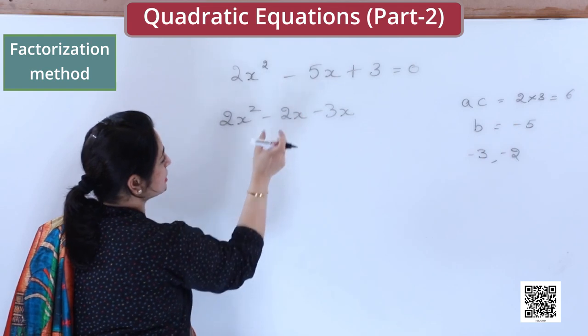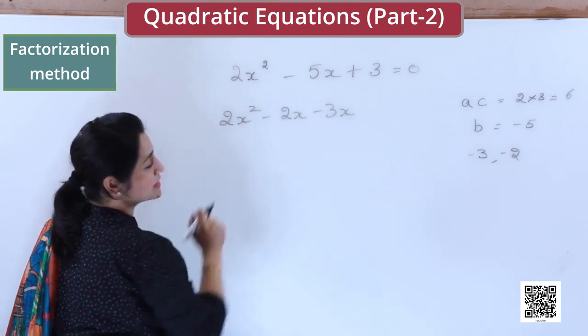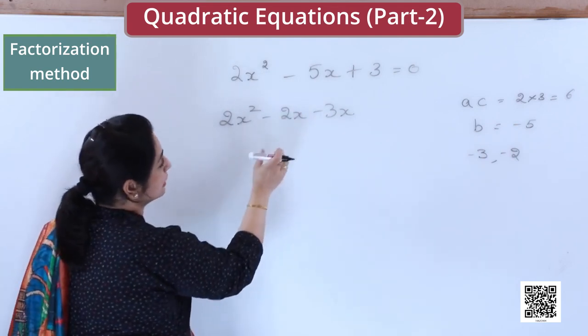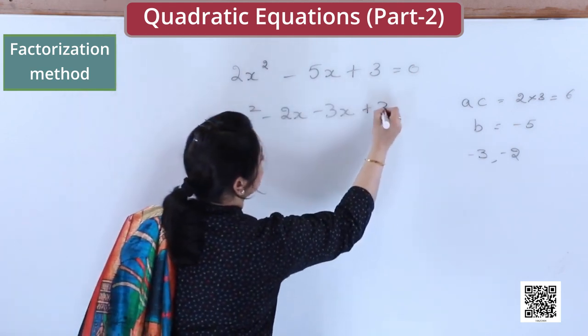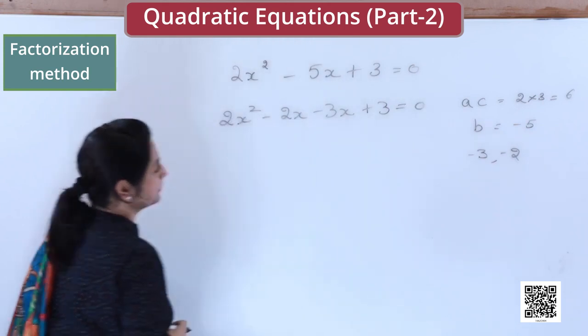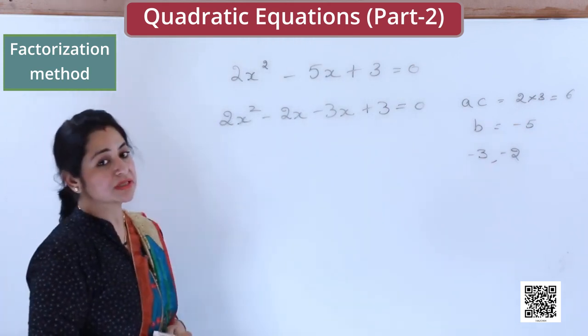We have just split this term into 2, minus 2x minus 3x. Now if we add it again, we will again get minus 5x. So we can write like that. After that is plus 3 equals to 0 here. Now we have got 4 terms here.